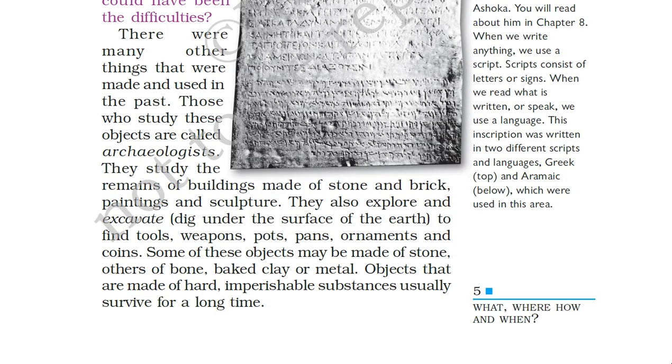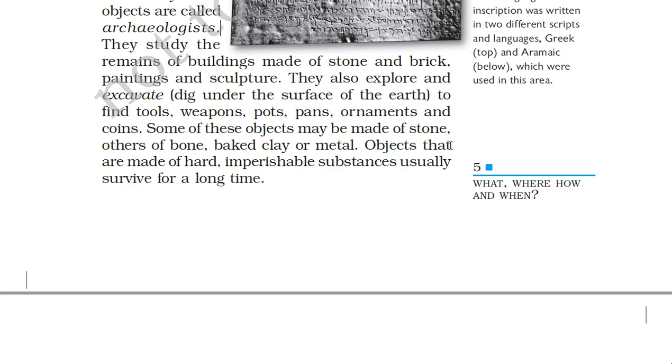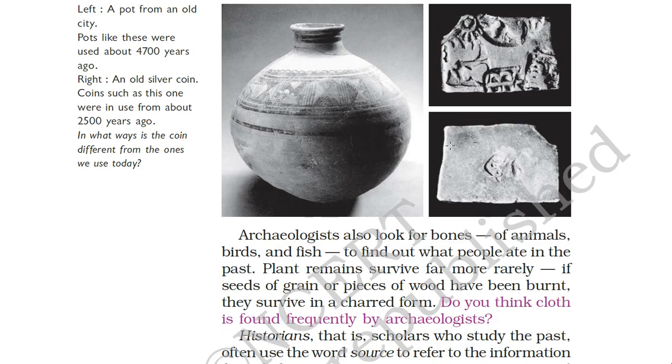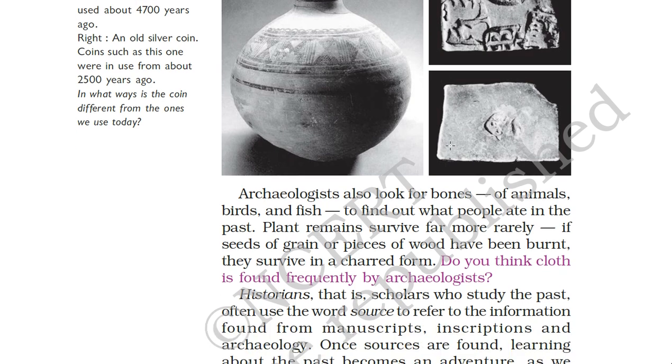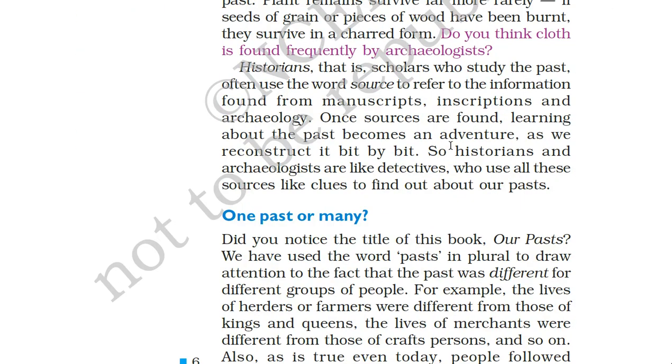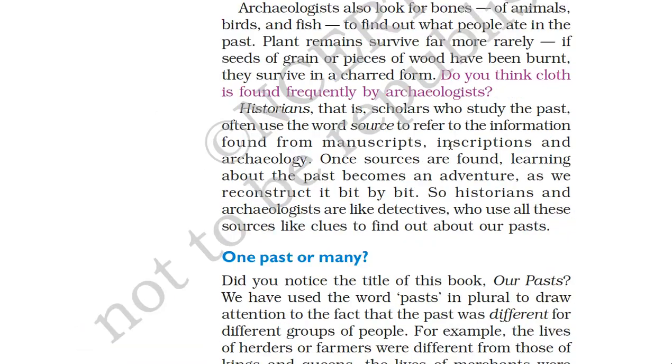Now the third one is archaeologists. Archaeologists go and excavate under the surface of the earth, and they come up with tools, weapons, and some other things, and they carbon date them, they study them, and they give information on exactly which era those belong to. That's all we have studied.